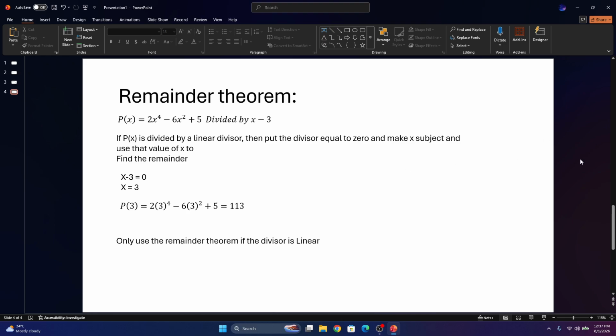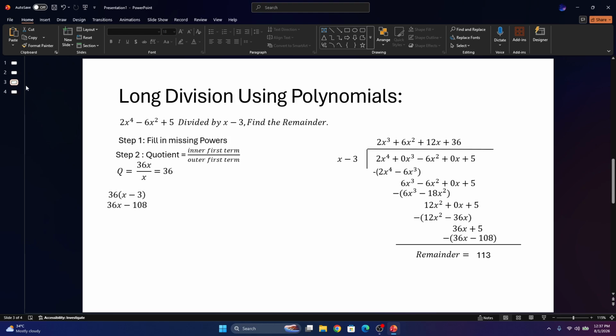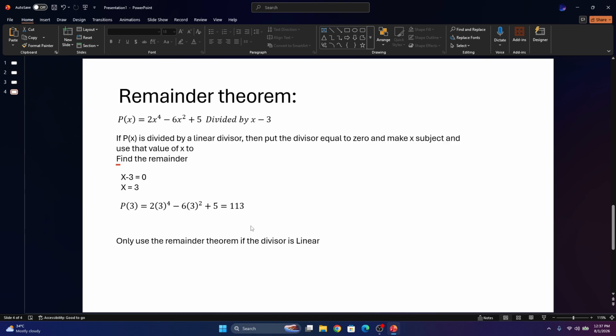Another thing is that we have to use long division if we need to find the quotient. If the question requires the quotient, we have to use long division, since only that will give us the quotient. The remainder theorem only gives us the remainder itself, which we may be able to use to prove that the remainder is true. We can sometimes use it to check our answers, if our remainder is correct and we had to divide using a linear divisor.